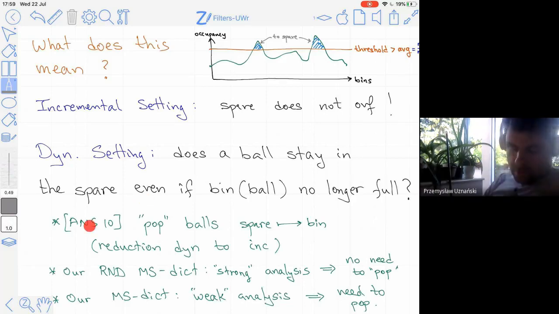In fact, in Abid, Manao and Segev, in order to reduce the dynamic setting to the incremental setting, they pop balls back from the spare into their bins once the bin becomes non-full. If you have a vacancy in a bin, then a ball that resides in the spare goes back to that bin.